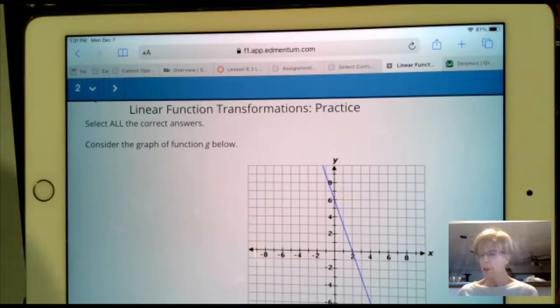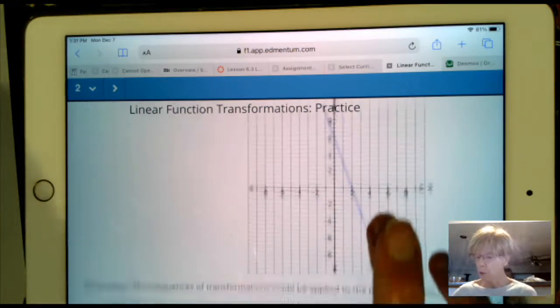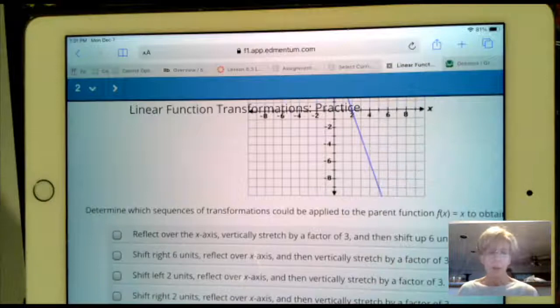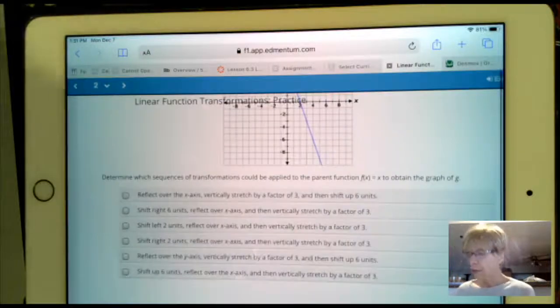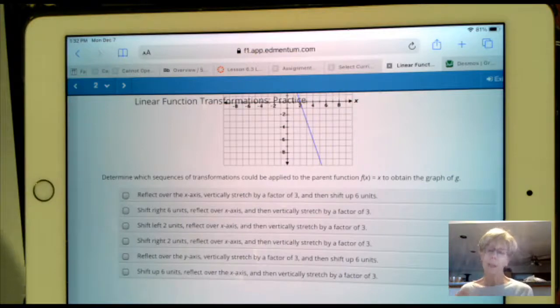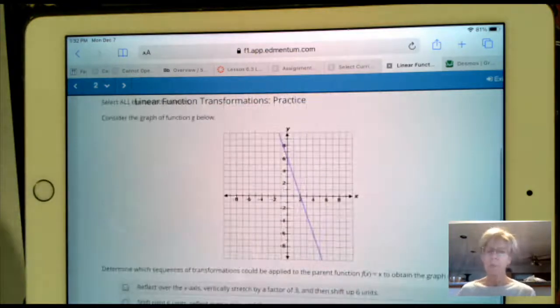But consider the graph of the function below. Then it says, determine which sequences of transformations could be applied to the parent function f of x equals x to obtain the graph of g. So we want to get back to this picture that's given on our graph.